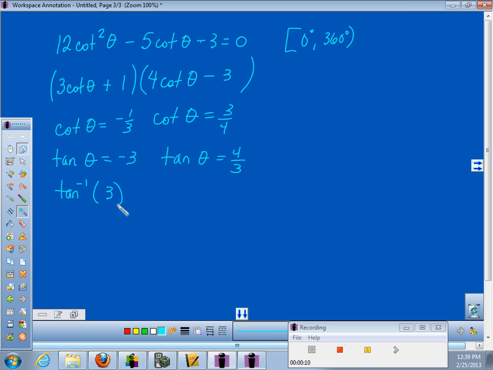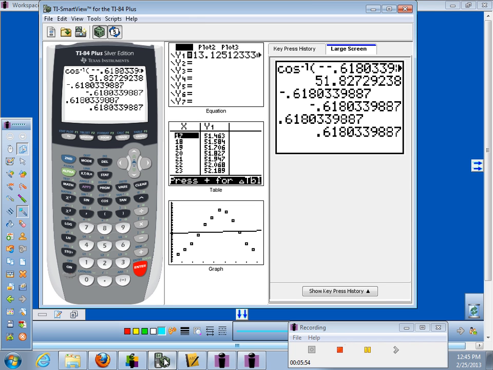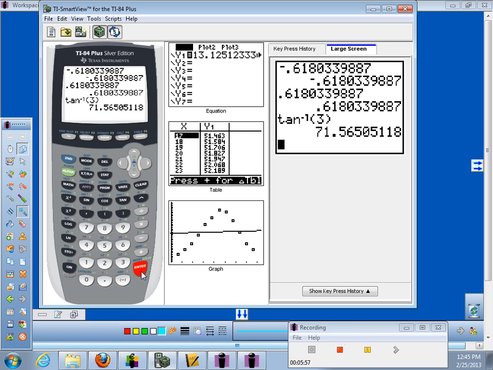So, I actually have mine up. I'm going to show you that. If I do inverse tangent of 3, I get 71.565. This book rounds answers to tenths. I typed that into my calculator and I get 1.5.